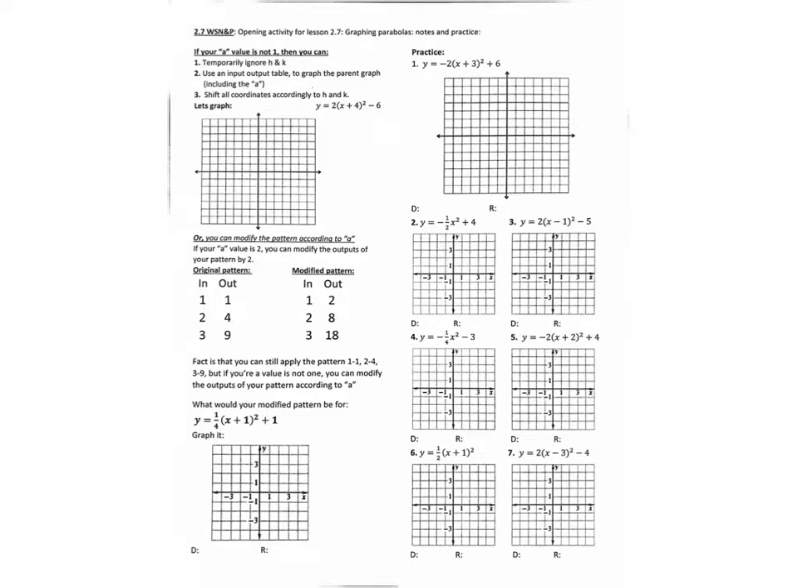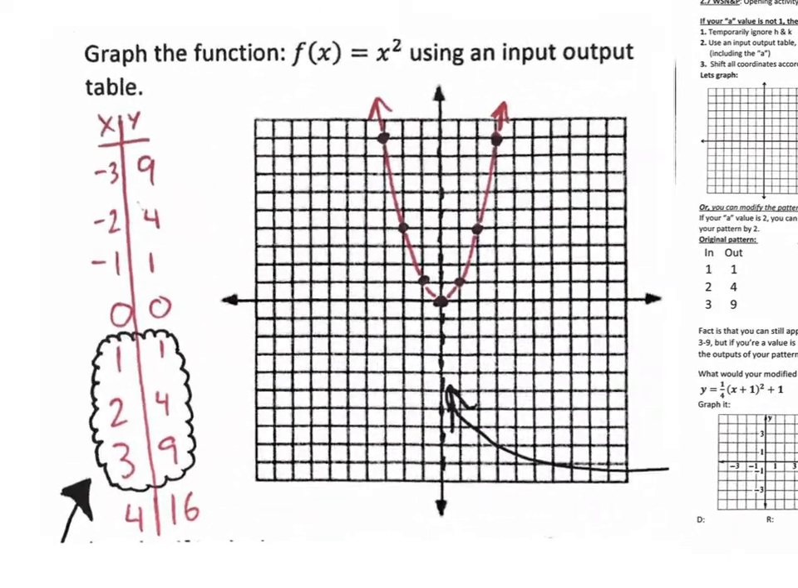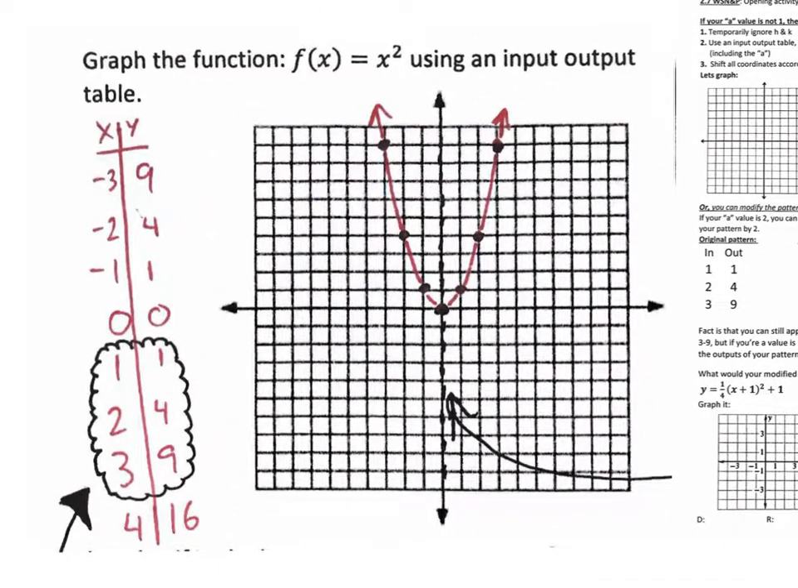Okay, so we're going to begin day 2 of graphing parabolas. Let's begin by reviewing a tiny bit from yesterday. From yesterday, we learned that a parent graph is the easiest type of graph, in this case y equals x squared. It produces this beautiful parabola. It's a regular U-shaped curve.